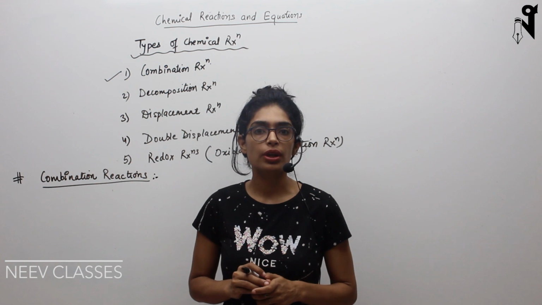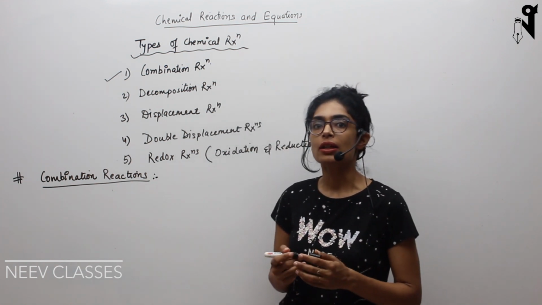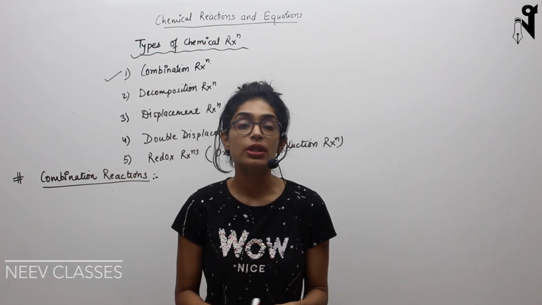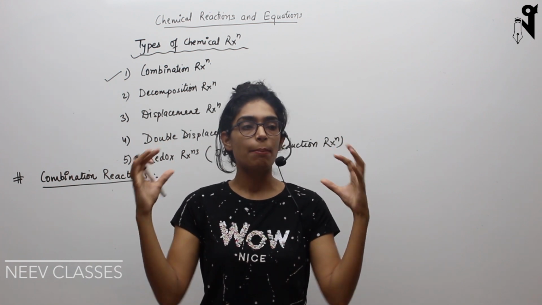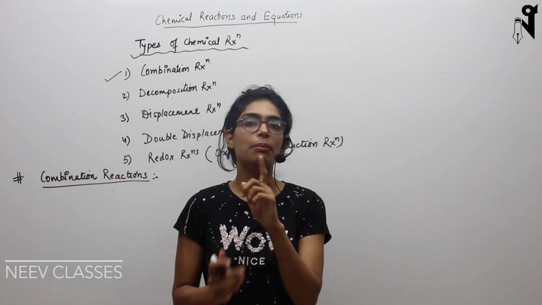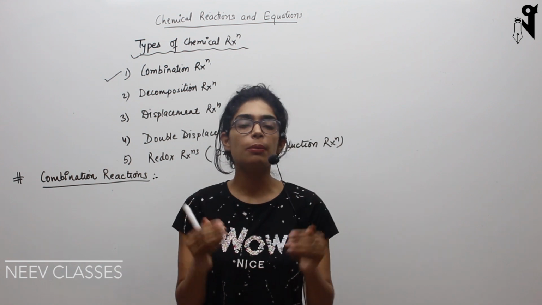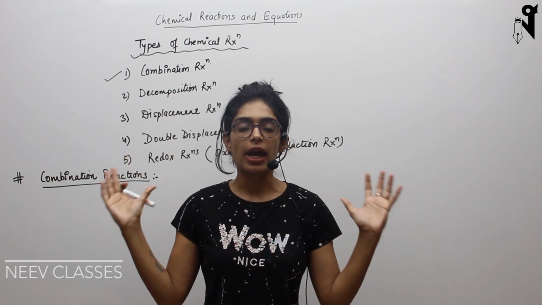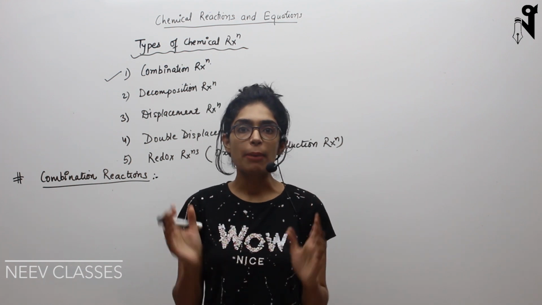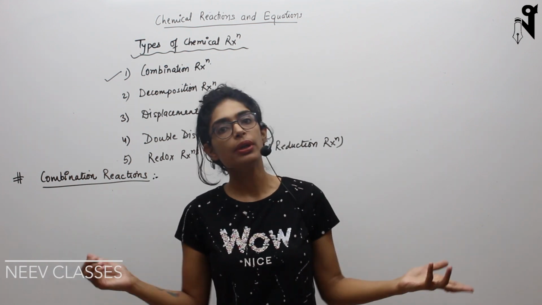To understand combination reactions, you really don't require rocket science. You just need to understand the meaning of combination itself. So what is combination? Combination means combining substances together. So basically you're combining multiple substances and making them one. That's exactly what happens in the combination reaction also. You have multiple reactants, you react them together, and while reacting they combine with each other and become one single product. This is your combination reaction.